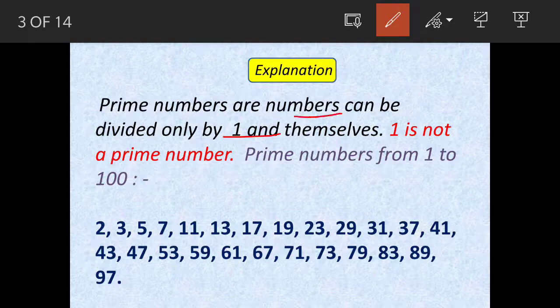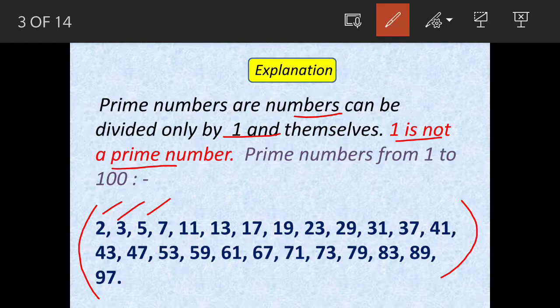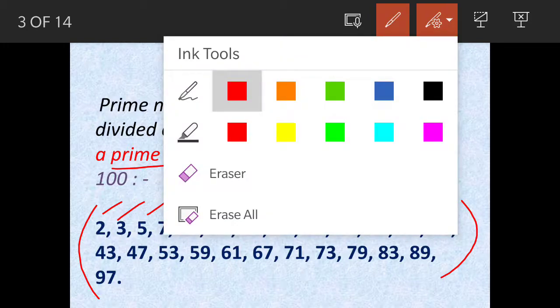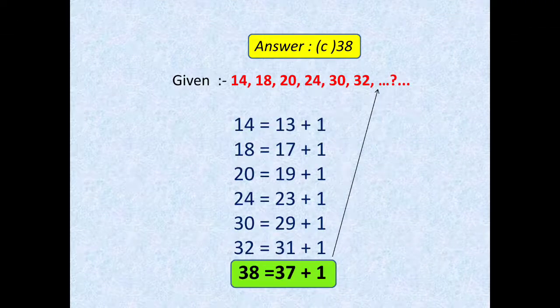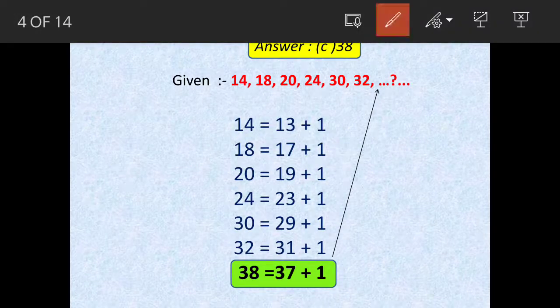These are basically numbers ranging from 1 to 100 and even beyond, and all such numbers from 1 to 100 are listed here. 1 is not a prime number, so note this information. Examples are 2, 3, 5. All these numbers can be divided only by themselves or by 1. So now we'll see the question. The answer, as I told you, is 38. Now we'll see how we have arrived at this answer.